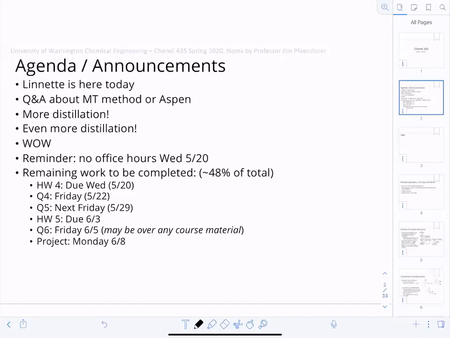I wanted to quickly review with the class the remaining amount of material, just so you're all on the same page. Everything that you've turned in up until this point has been graded, and that comprises around 52% of the class material. So the remaining stuff and when it's due is as follows.